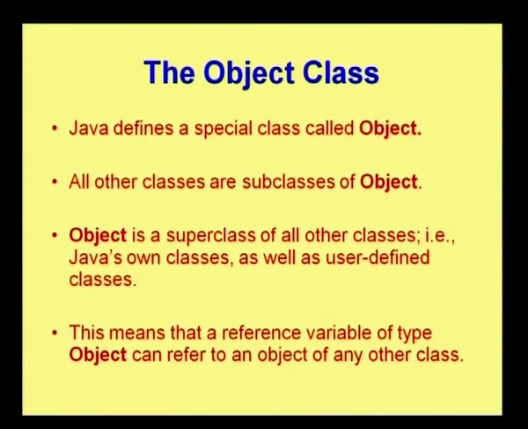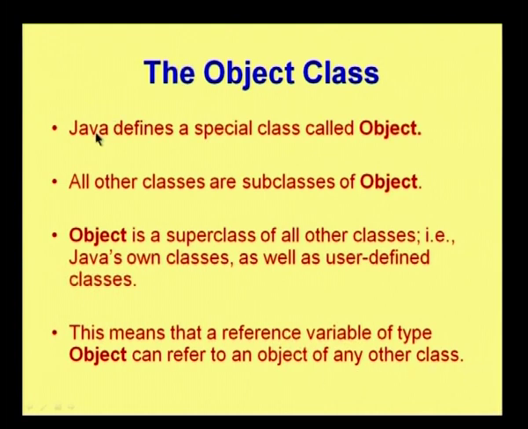Next, we will discuss a class called Object. Here Java defines a special class called Object. This is not your normal object that you create. All other classes are subclasses of Object. Object is a superclass of all other classes, that is Java's own classes as well as user defined classes. This means that a reference variable of type Object can refer to any object of any other class.